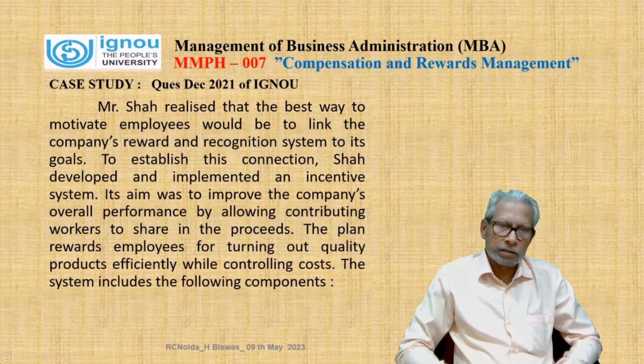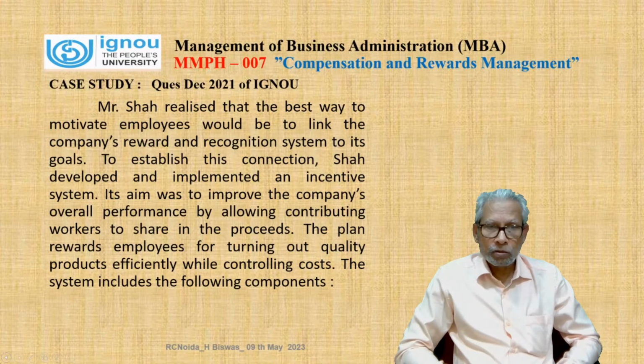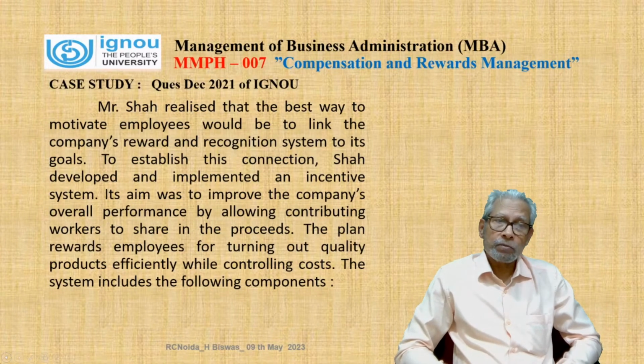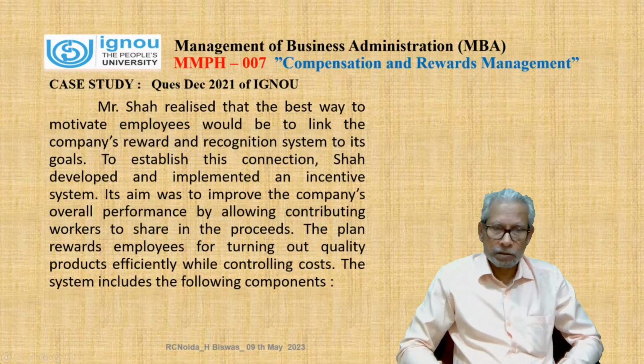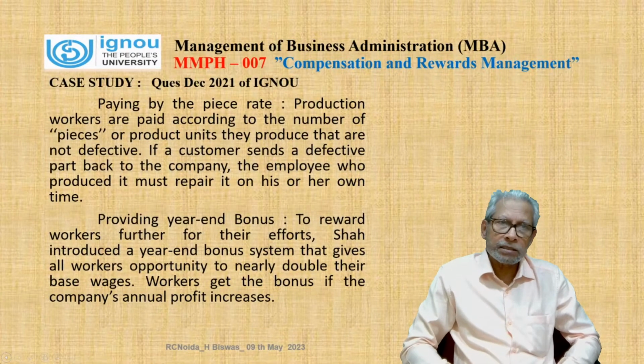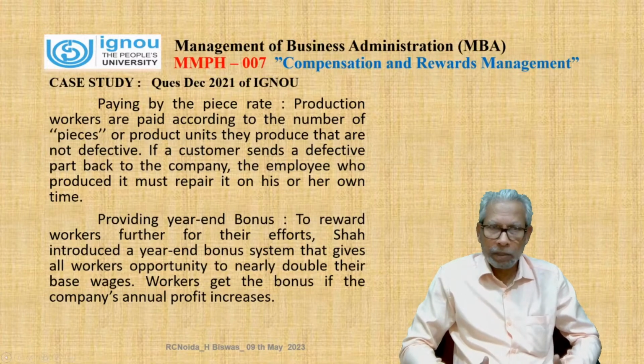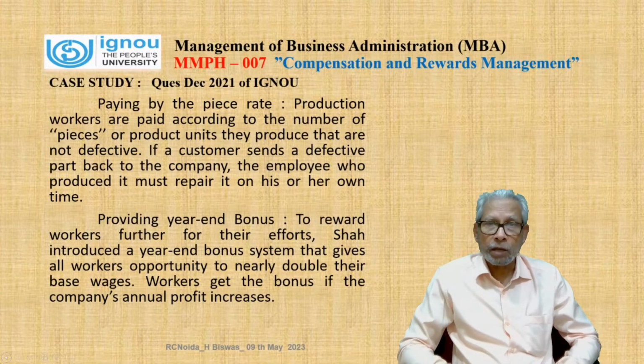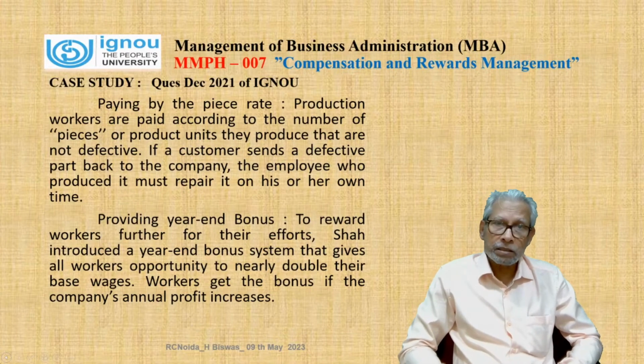So this is the way things work. The plan rewards employees for turning out quality products efficiently while controlling cost. So quality also has a focus on this, controlling also. The system includes the following components. What are the components? Paying by the piece rate. He has decided that whatever material you produce, you have to be paid for it as a piece rate. So production workers are paid according to the number of pieces or product units they produce.